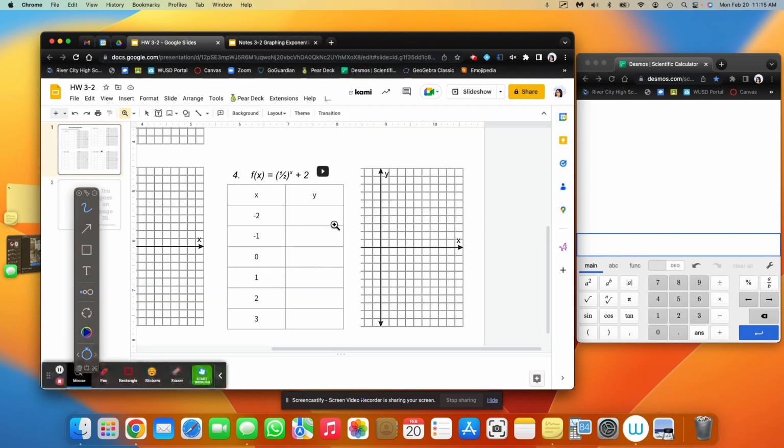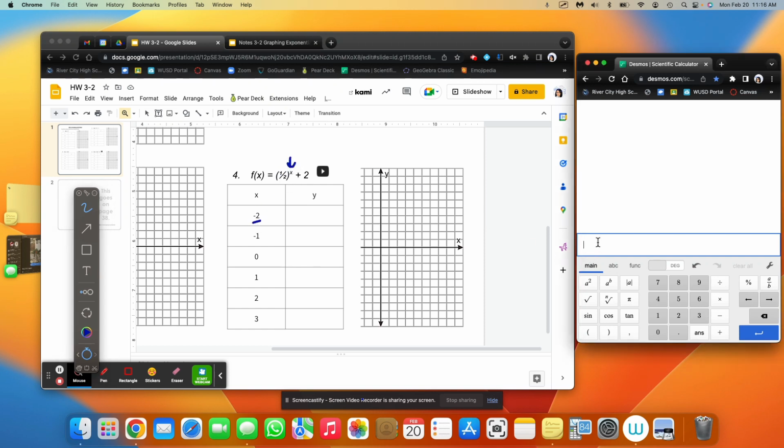All right, so now let's take a look at one of the problems from the homework here. We're graphing the function 1/2 to the x power plus 2. First thing we're going to do is plug in -2 to our exponent right here. I'm just going to do this in the calculator. So we have 1/2 to the x power. We're going to plug in -2, and then we're going to add 2. So our first y value is going to be 6.